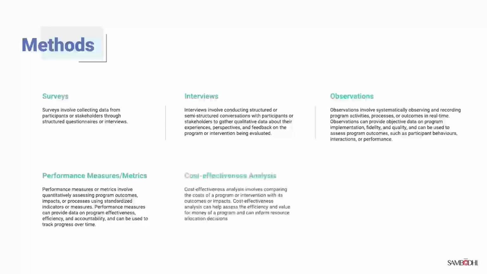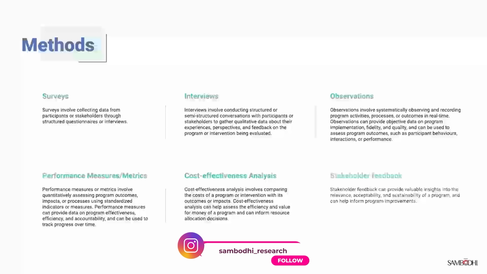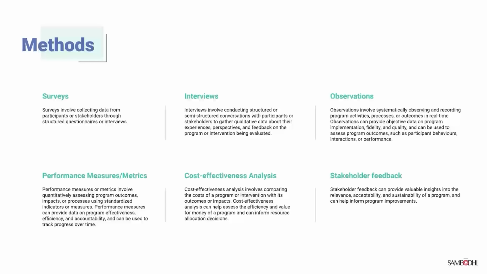Next, we have cost effectiveness analysis. It involves comparing the costs of a program or intervention with its outcomes or impacts. It can help assess the efficiency and value for money of a program and can inform resource allocation decisions. Then we have stakeholder feedback. It can provide valuable insights into the relevance, acceptability, and sustainability of a program and can help inform its improvements.